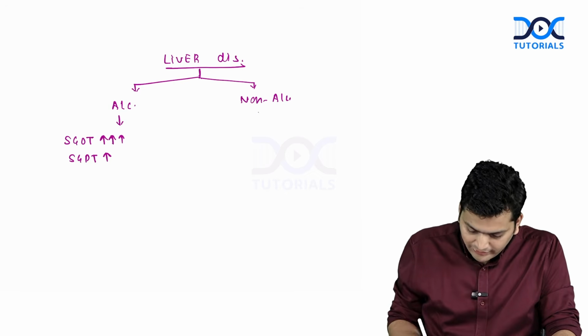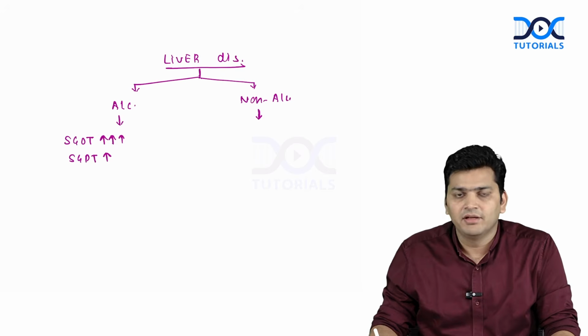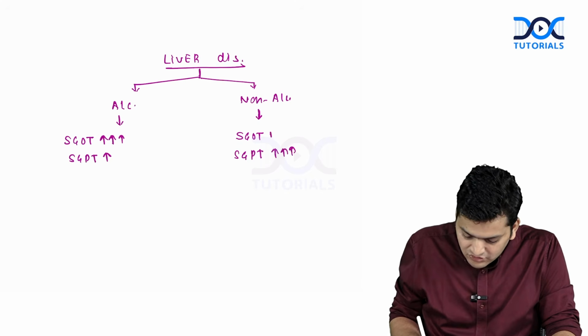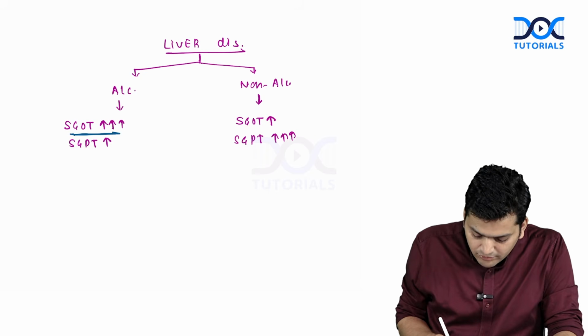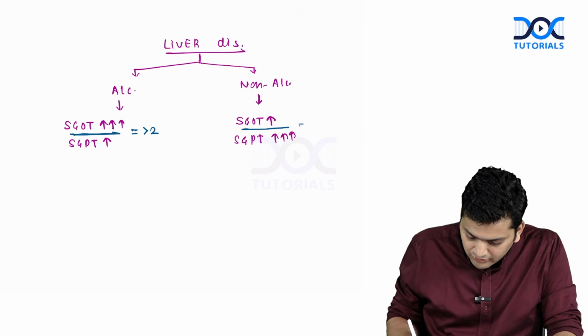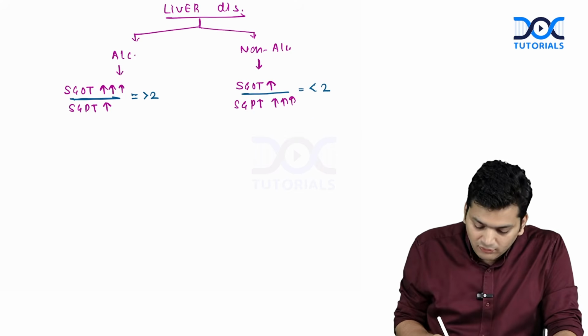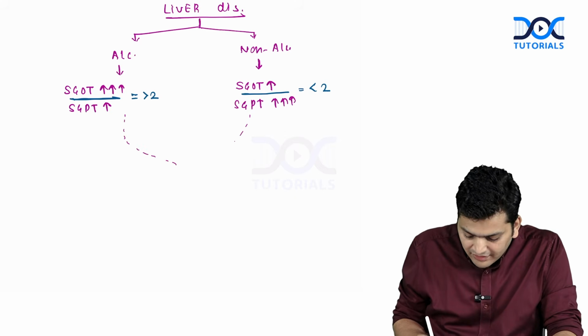Whereas in non-alcoholic liver disease, for example infectious hepatitis, hepatitis B, the SGPT is going to increase significantly more than the SGOT. So if I make a ratio, the SGOT/SGPT ratio is going to be more than 2 here, and in non-alcoholic liver disease it will be less than 2. But we know that alcoholic or non-alcoholic liver disease can ultimately reach all the way up to cirrhosis.